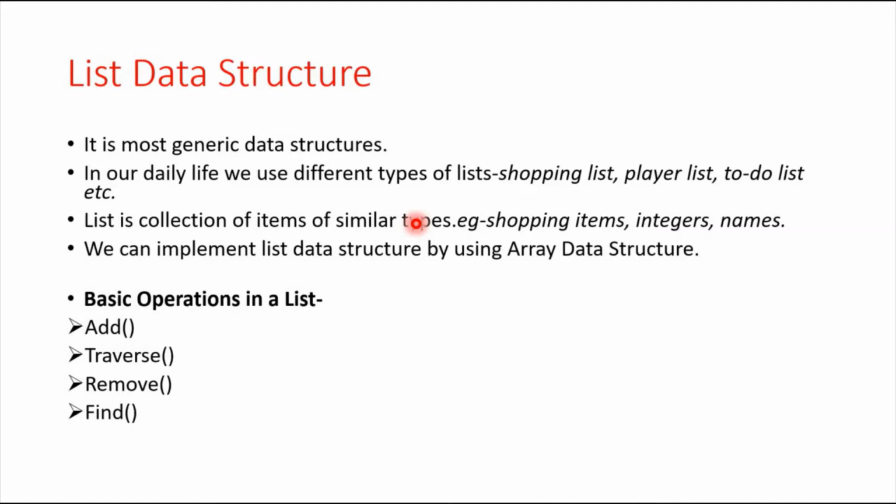What are the basic operations in a list? Add operation for inserting an element. Traverse, we walk through all the elements we have in our list, that is we use traverse operation. Remove, for deleting an element from a list, we use remove operation. And for searching an item in our list, we use find.